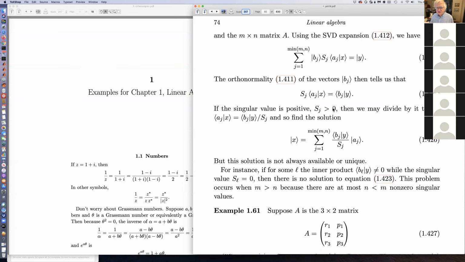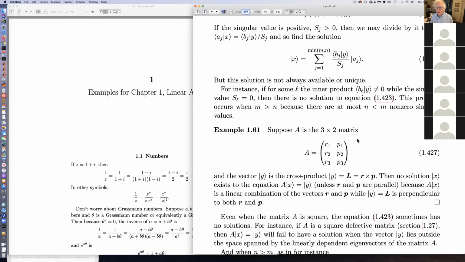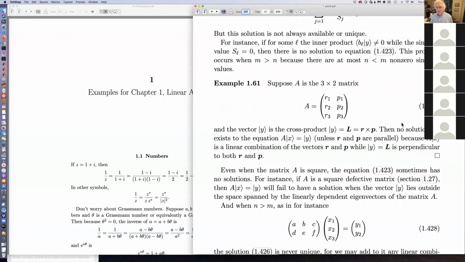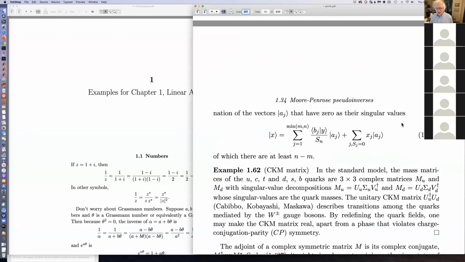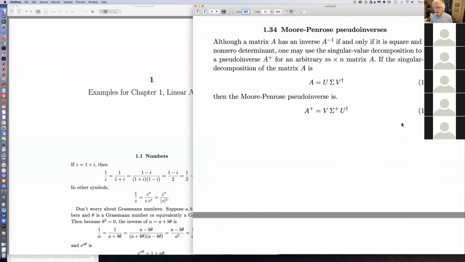so this gives us the solution. And in fact, if all the Sj's are positive, we can just write the solution in this way. But it's not always possible, because if there are more equations than unknowns, then of course you can't do it. And it could be that there are fewer equations than unknowns, in which case the solutions are not unique. Okay, this is discussed in some of these examples, but I think I'm going to skip that.